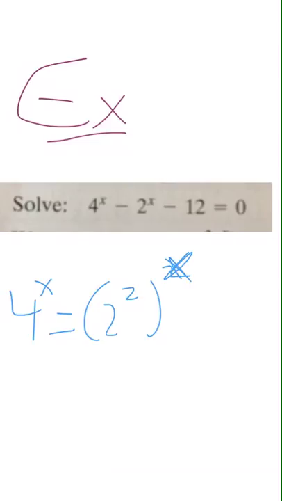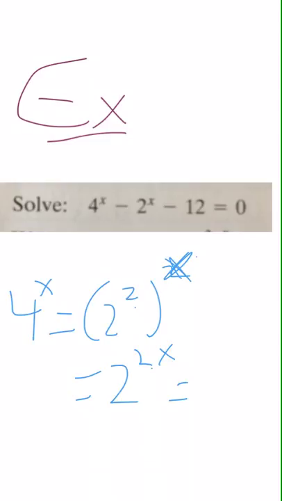Now, here's another example of solving an exponential equation. Solve 4 raised to a power of x plus 2 raised to a power of x minus 12 is equal to 0. It doesn't look like we can use logarithms, but let's see if we can rewrite 4 raised to a power of x. Alright, since 4 can be rewritten as 2 squared, we can write 4 to a power of x as 2 squared raised to a power of x. Now, since we have an exponent raised to another exponent, we can multiply the exponents together, so that would be 2 raised to a power of 2 times x.